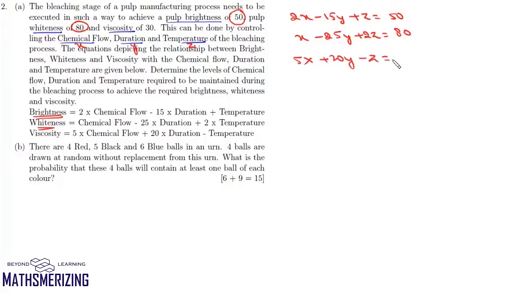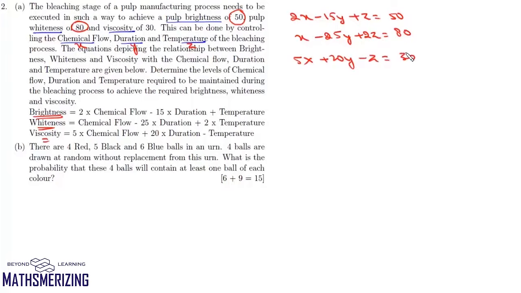Now for brightness we'll write 2 times chemical flow, so it will be 2x minus 15y plus z, and it is equal to brightness. Now what is the required brightness? Required pulp brightness is 50, so it will be equal to 50. Now the second equation will be x minus 25y plus 2z, and it will be equal to this whiteness, which is 80, and then this third equation, which is 5x plus 20y minus z, and this is equal to 30.